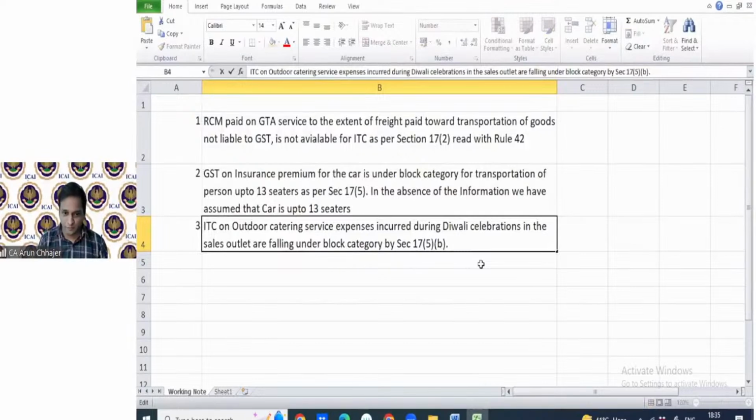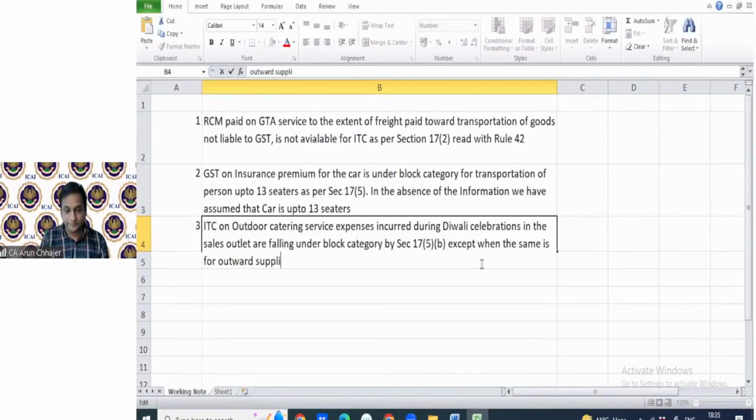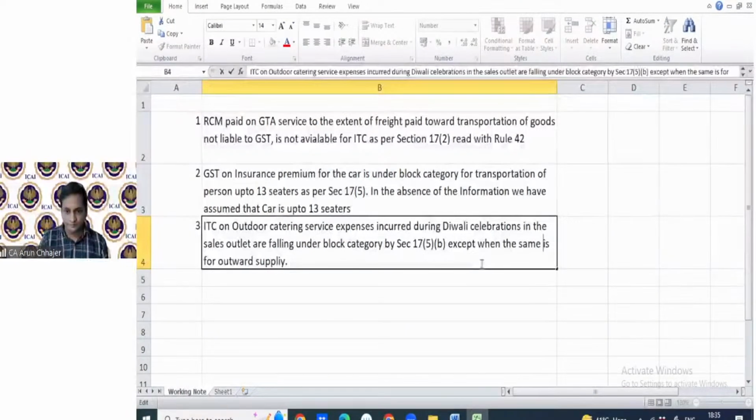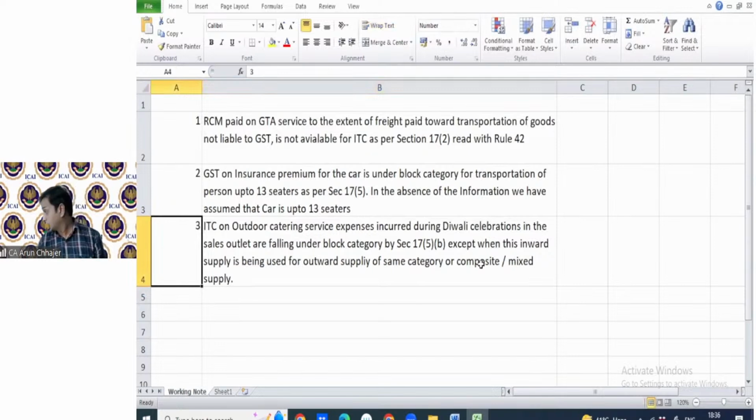So fall under the block category, assuming further, or you can say except when the same is for outward supply. Okay.